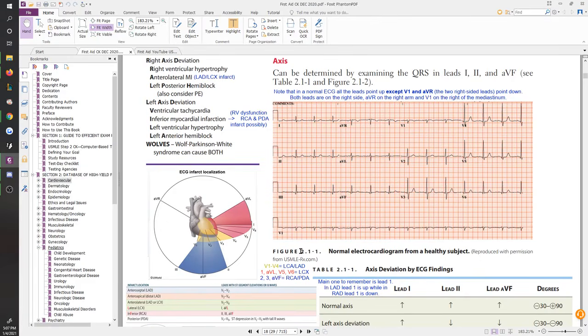You're going to learn about where those leads are being put, whether it's on the left arm and right arm, where across the chest they are, and so on. And then you're going to see how the ECG is actually performed physically within the clinical setting, right? Then you have the strip.